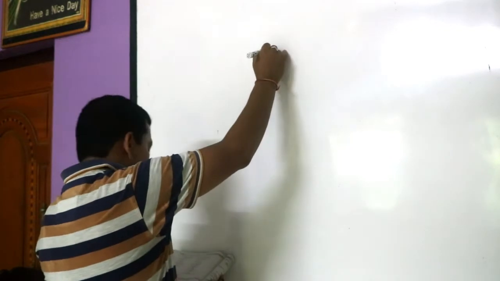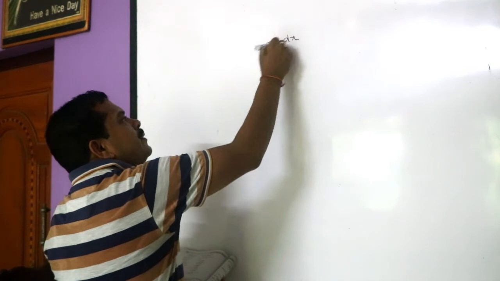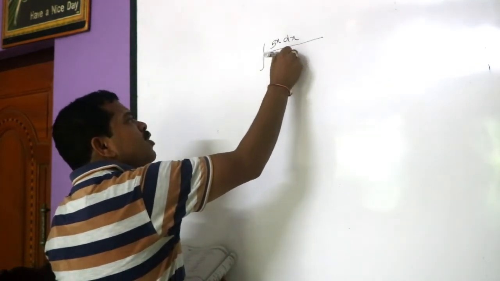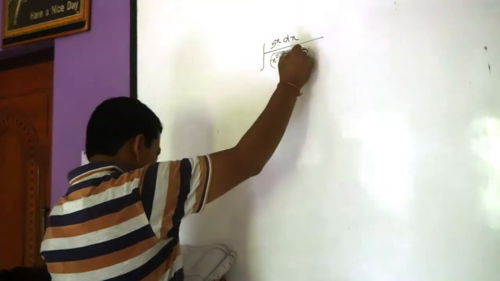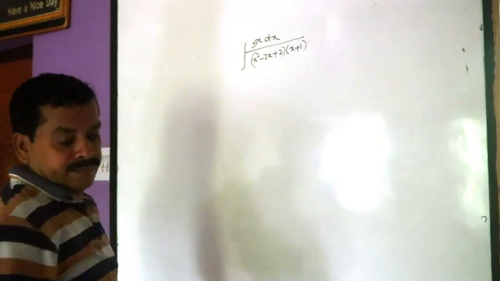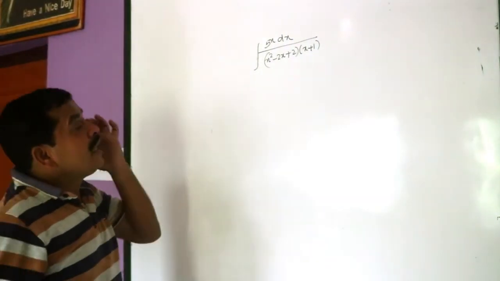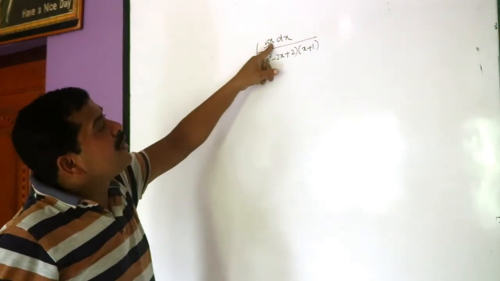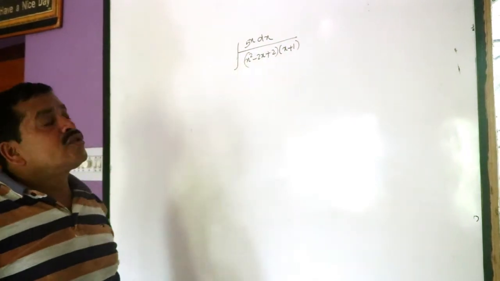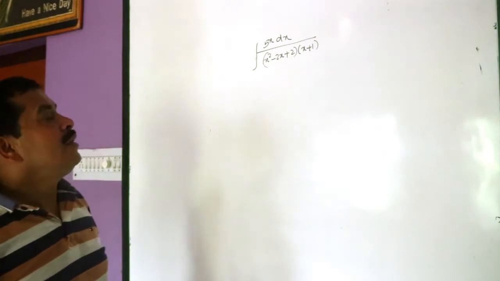Suppose the integration is of 5x dx by (x square minus 2x plus 2) into (x plus 1). How can we integrate this? Here the numerator is a polynomial of degree 1. The denominator is a polynomial of degree 3. So it is a rational function, and it is also proper.